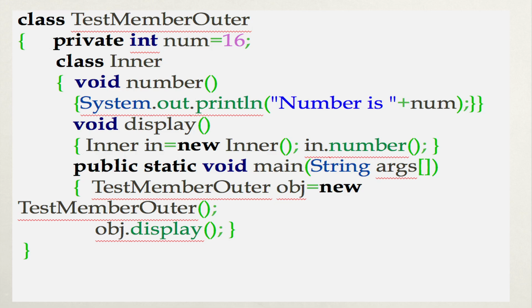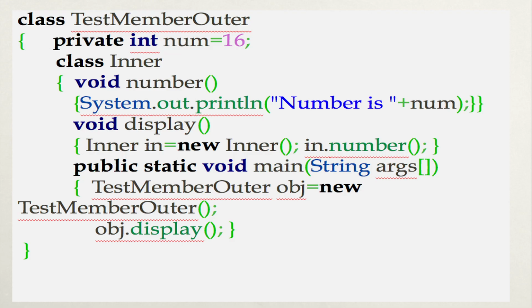So this is the name of the class, TestMemberOuter is the outer class name, and inside this TestMemberOuter class we have this num variable, private integer num = 16. So this is the private variable, and this private variable can be used inside the inner class. You can see here class Inner, and inside the inner class we have two functions. The first function is number and the second function is display.